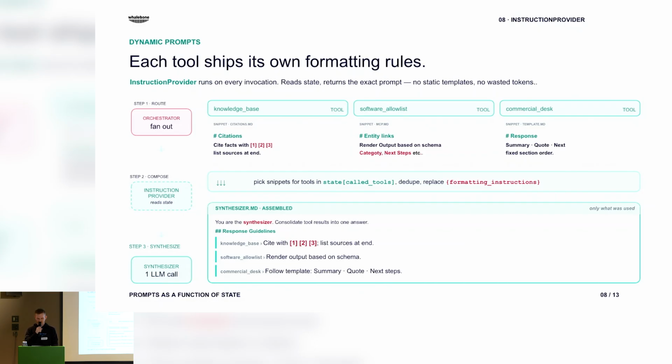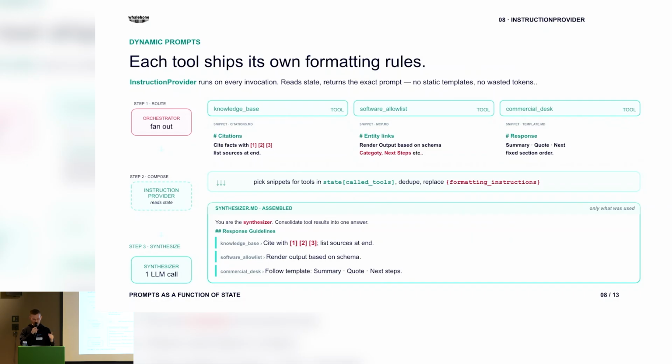ADK supports this through the instruction provider, and instead of a static prompt string, you pass a function. The function runs before every LLM call, reads the session state, and returns the right prompt for the specific invocation. And here is how we do it.